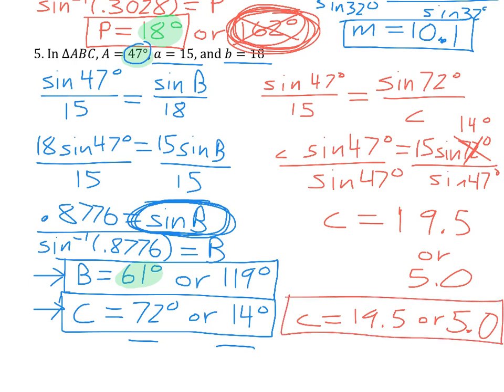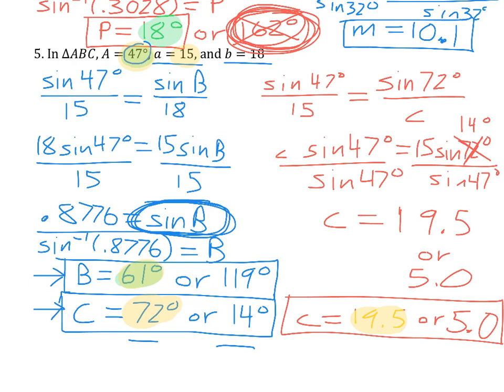Alright, let's check our answers. So here's a way you could check. Let's check our first set of angles. The first set of angles, we had 47 degrees, 61 degrees, 72 degrees. Alright, as you can see, angle A is the smallest and angle C is the biggest. So if angle A is the smallest, then side A should be the shortest, and side C should be the longest. So our first set of answers are correct.